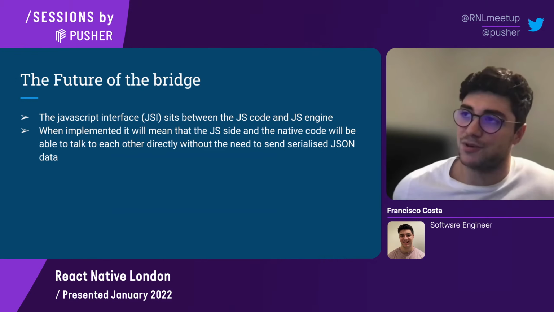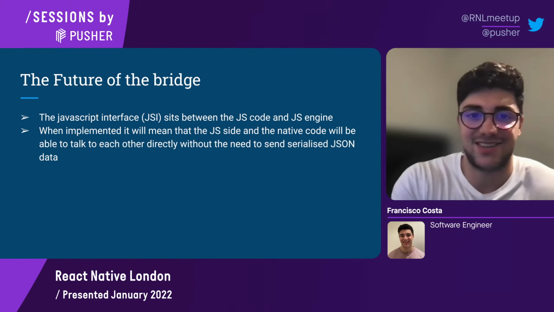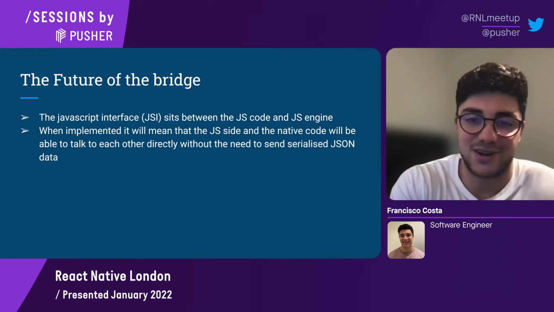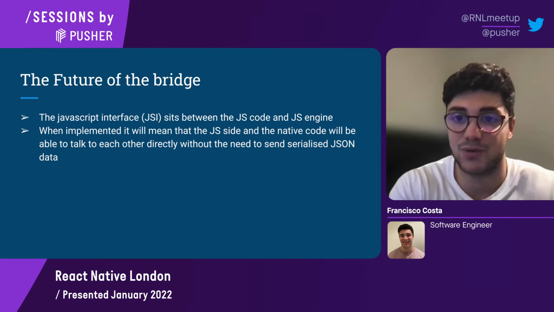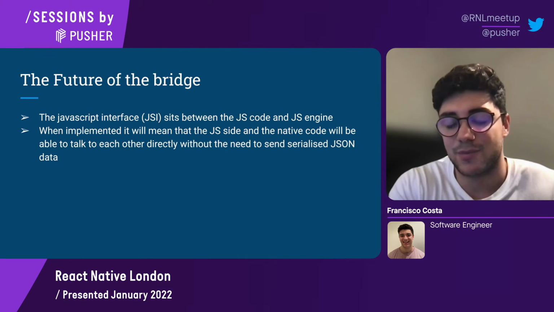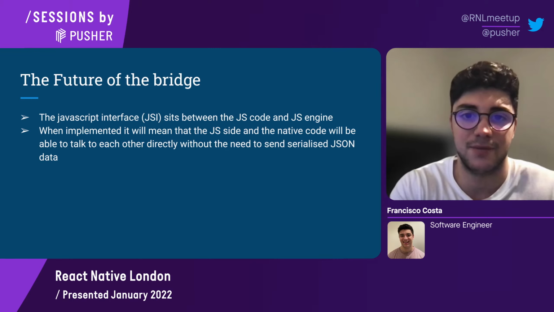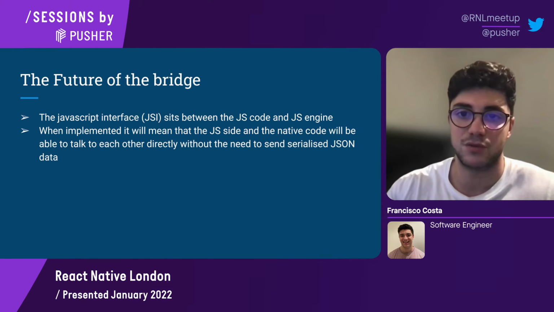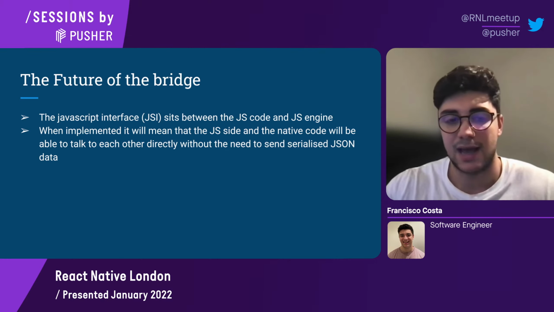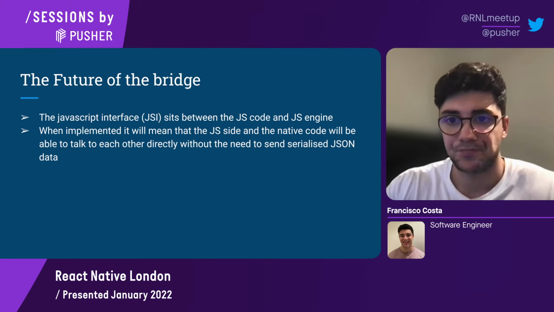Well, the future, or not future because it's already been released, is the JSI. Not so long ago, React Native announced it's going to introduce something called the JavaScript Interface, or the JSI. The summary of this announcement is that instead of using the bridge to communicate with native UI, you'd be able to write C++ code, which interfaces directly with JavaScript and is also able to call the native layer directly.